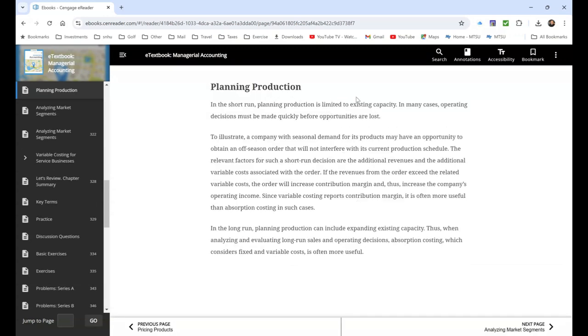In the short run, planning production is limited to existing capacity. So again, Chick-fil-A, when they only had one drive-through window, was limited to capacity. But by adding a second drive-through, they almost doubled their capacity. Now they do have space inside the restaurant for people to come in. So maybe they increased it by a third or more because you may be able to get more people through that second drive-through window.